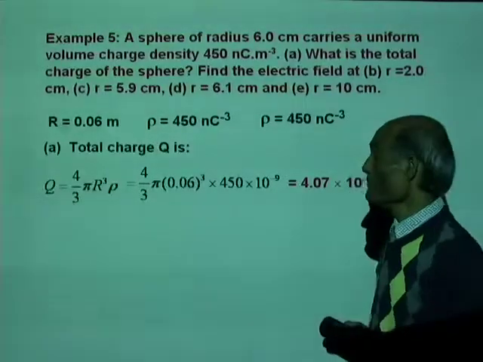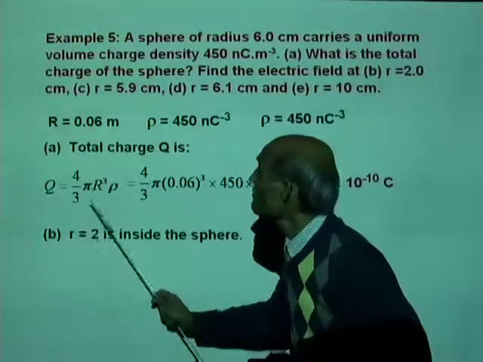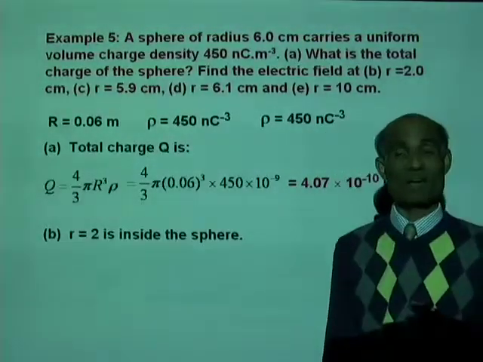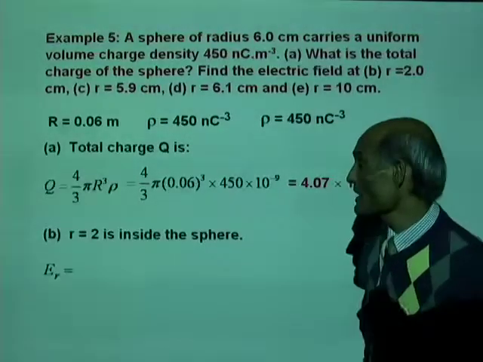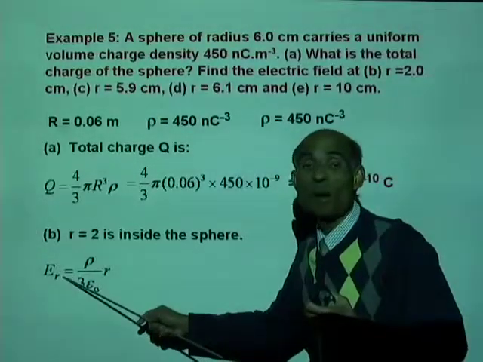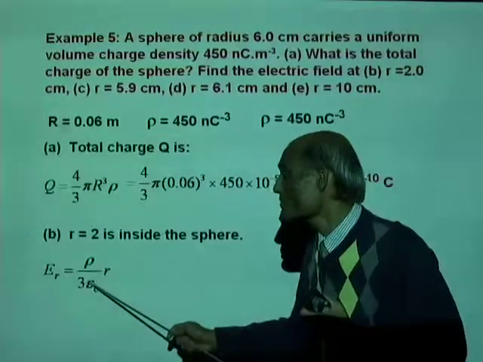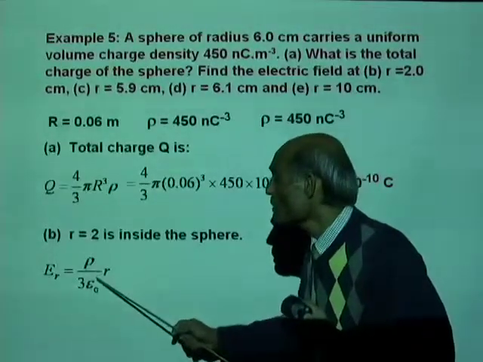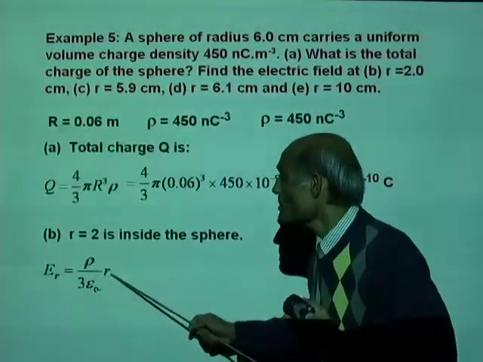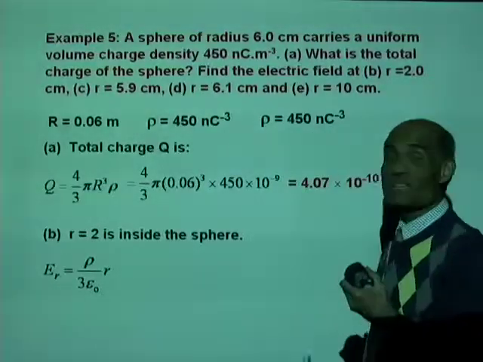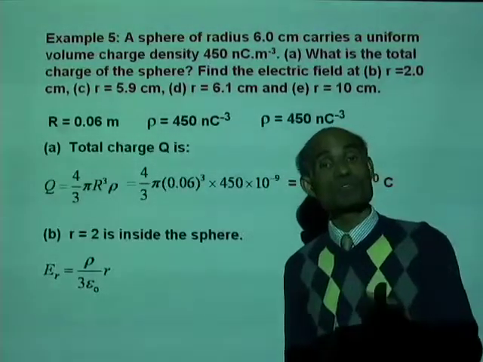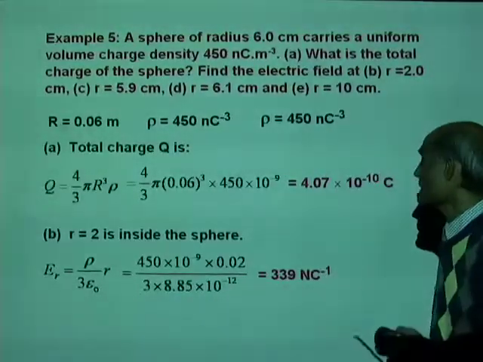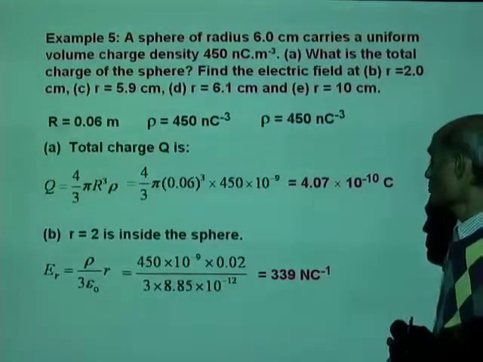We now want to find the electric field at r equal to 2 centimeter. That is inside the sphere. What is the expression for the electric field inside the sphere? E sub r is rho over 3 epsilon naught times r. We know rho, we know epsilon naught, and we know r equal to 2 centimeter, that is 0.02 meter. Using all those values, we get the electric field as 339 newton per coulomb.